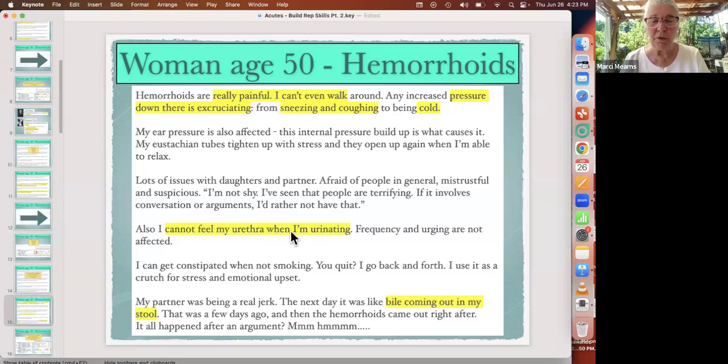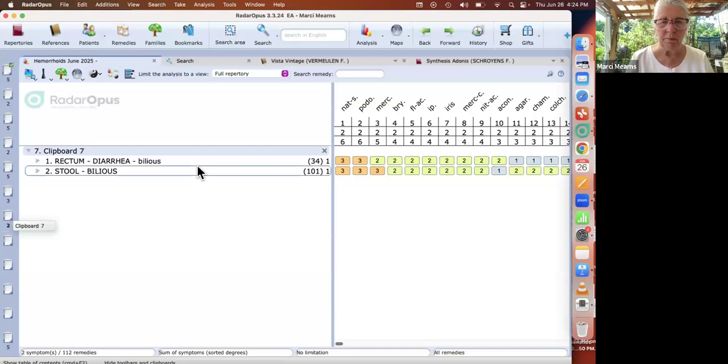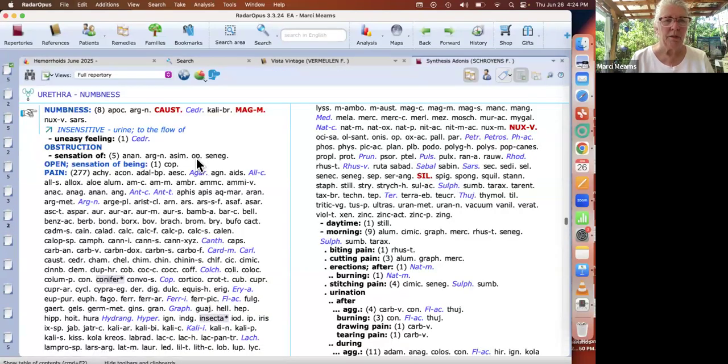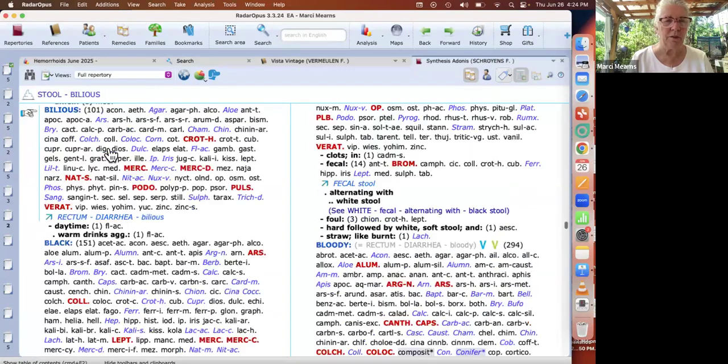I was actually most intrigued by the urethra and the eustachian tubes for this case. So great question, Lori. But no, that's it. It's simply the bilious stool. Is that this one? Yeah, bilious stool. Meaning stool bilious, same thing.